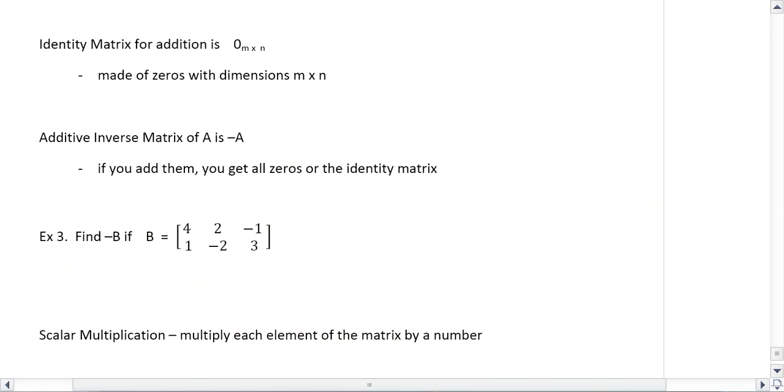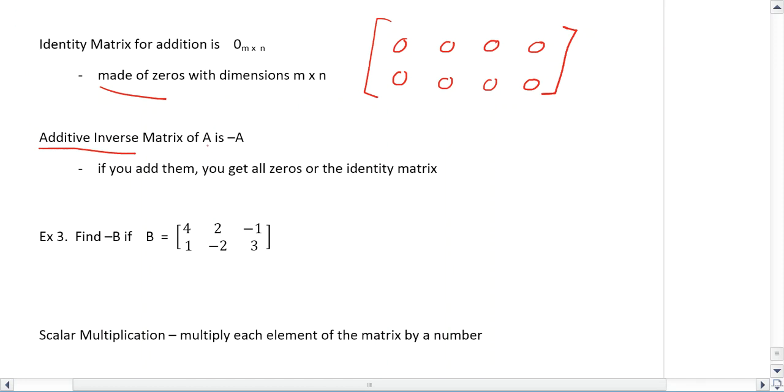Next we're going to talk about an identity matrix for addition, and this isn't very exciting. An identity matrix for addition is simply made up of zeros. Whatever the dimensions are that we're talking about, if we're talking about a 2 by 4 matrix, this is its identity matrix. In other words, what could you add to a matrix that doesn't change it at all? So it's just a matrix made of zeros. Not a very big deal, but later on we're going to talk about a multiplying identity matrix, which is a little more interesting.